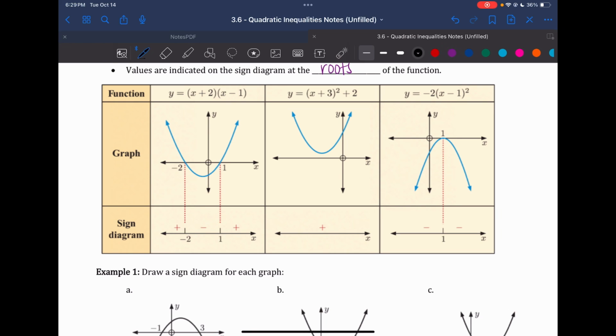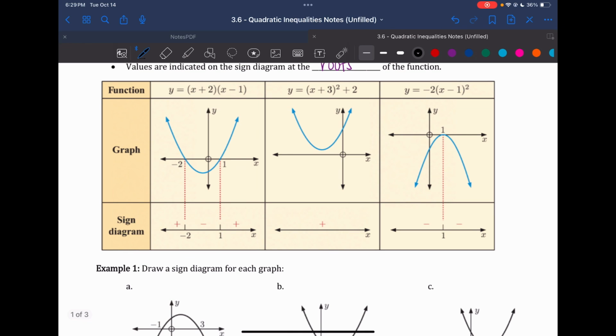What I typically do is after I draw my sign diagram, I put in this fake parabola to remind myself it's concave up. Since it's concave up, I know that on the left-hand side, my graph is rising up. In the middle, it's going below the x-axis, and then it's rising up again on the right-hand side. So I use positives and negatives to indicate that.